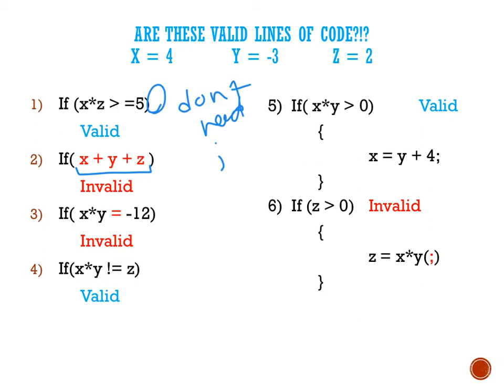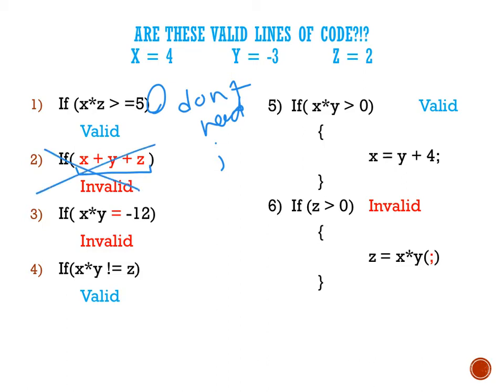It doesn't say anything like if x is greater than y, something that can be true or false. X plus y is 1 plus z is 3. So it's just saying if 3. And that's not a statement that can be evaluated to be true or false. So number 2 would be an invalid line of code.